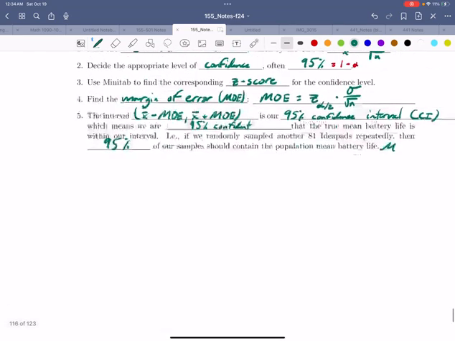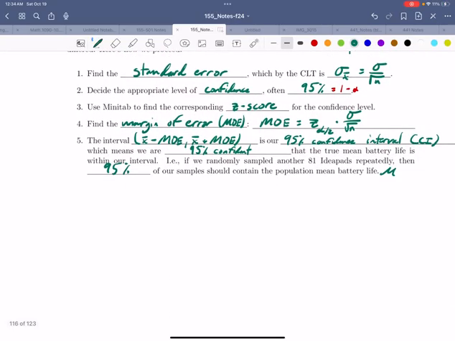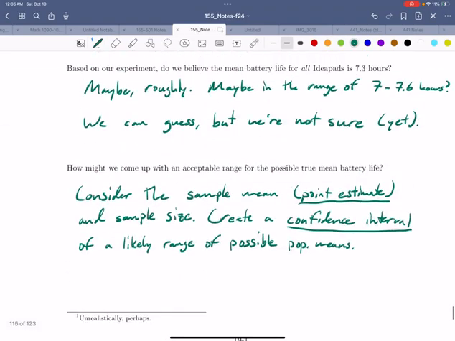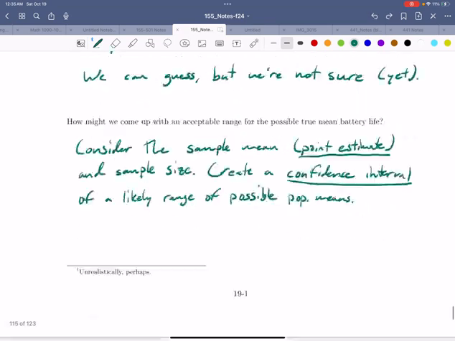So that's what we do. So let's actually do this out then, shall we? We're going to let x bar equal 7.3, right? Because that's what it was in our example, right? 7.3 hours. Our n was equal to 81, and our sigma was equal to 0.6.